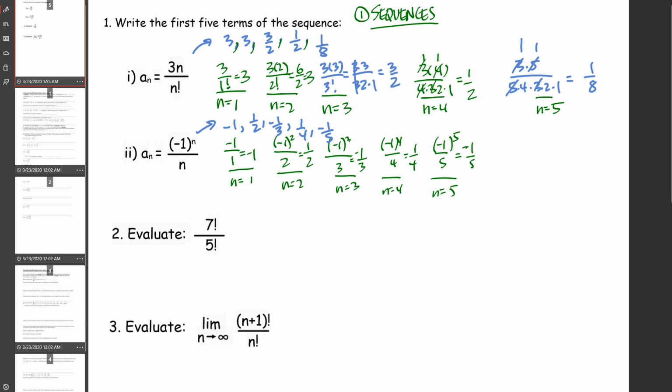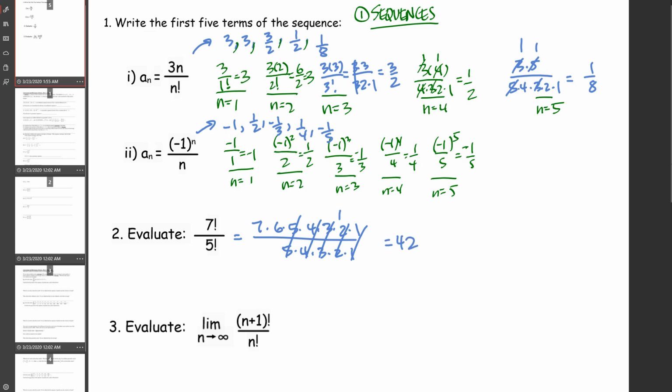All right, let's evaluate this here: 7 factorial over 5 factorial. Make sure you understand how to do this. 7 factorial is really 7 times 6 times 5 times 4 times 3 times 2 times 1. 5 factorial is really 5 times 4 times 3 times 2 times 1. And these factors will cancel out, so the answer here is 42.